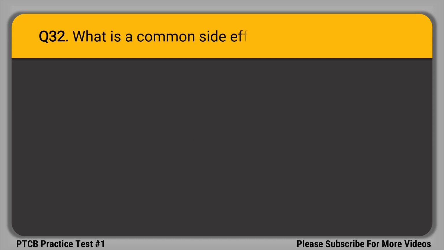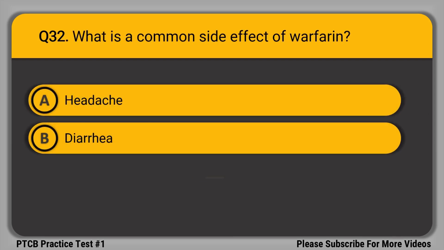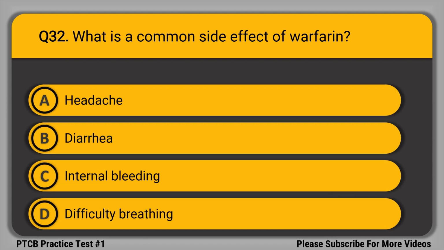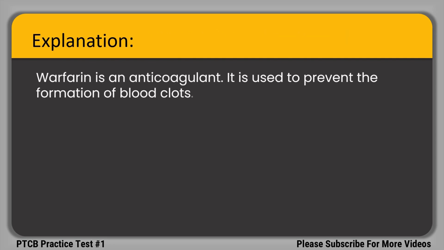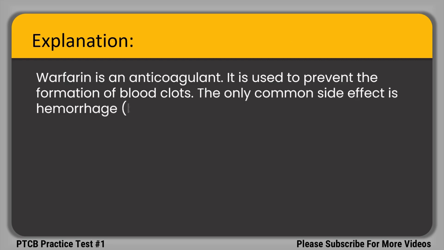Question 32. What is a common side effect of warfarin? A. Headache. B. Diarrhea. C. Internal bleeding. D. Difficulty breathing. C. Internal bleeding. Warfarin is an anticoagulant. It is used to prevent the formation of blood clots. The most common side effect is hemorrhage, bleeding.